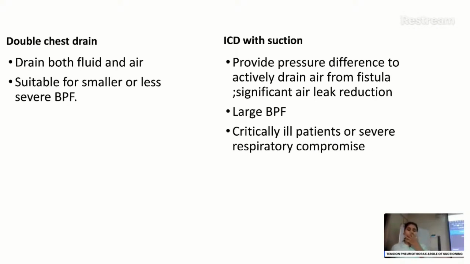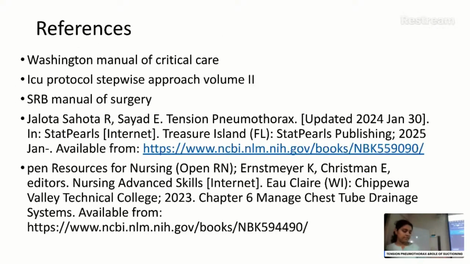Now, this is the comparison of whether to put a double chest drain or to put an ICD with suction. Double chest drain, okay, it will drain both fluid and air, but it is suitable only for smaller and less severe bronchopleural fistula. ICD with suction will provide a pressure difference, so it will drain air from the fistula, and significant air leak reduction will be there. And it is useful for large bronchopleural fistula, especially in patients who are critically ill and severely respiratory compromised.